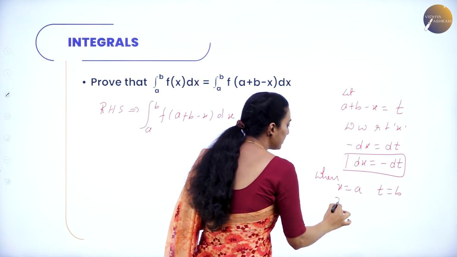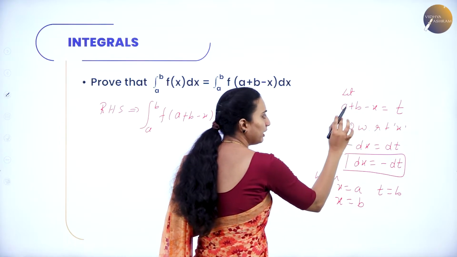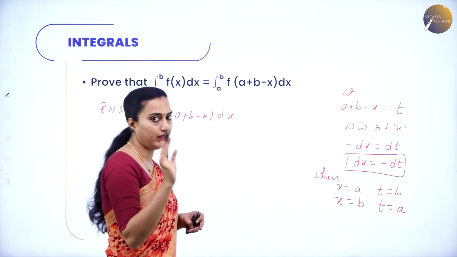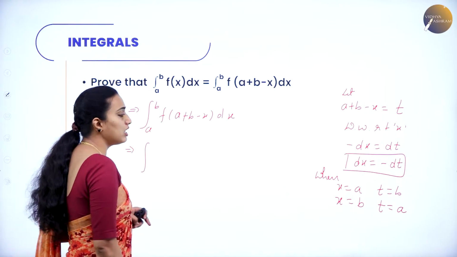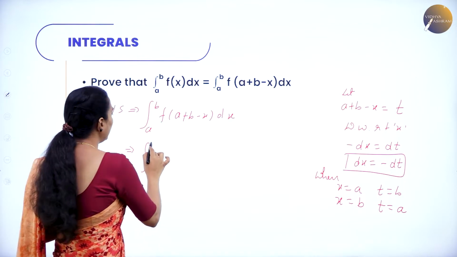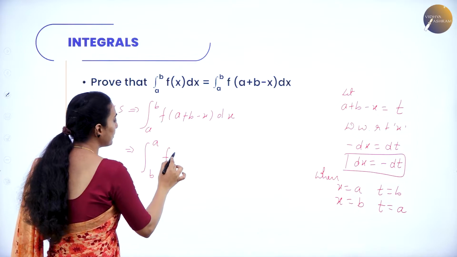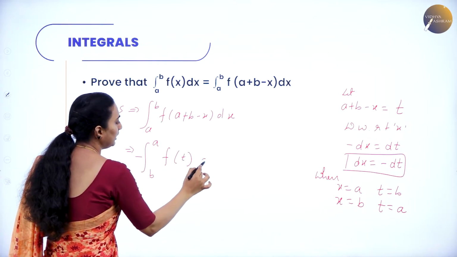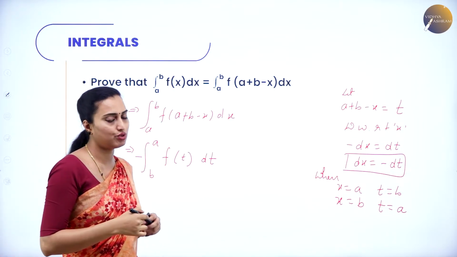Now, when x is equal to b, here plus b minus b will get cancelled, remaining is nothing but a. So t will be equal to a. Therefore, you can substitute here, which implies that integral, when x is equal to a, t will be getting b. When x is equal to b, t will be getting a. Now here, f of a plus b minus x I have substituted as t, and then dx I have got as minus dt. See, I am writing minus outside and dt inside the integral.